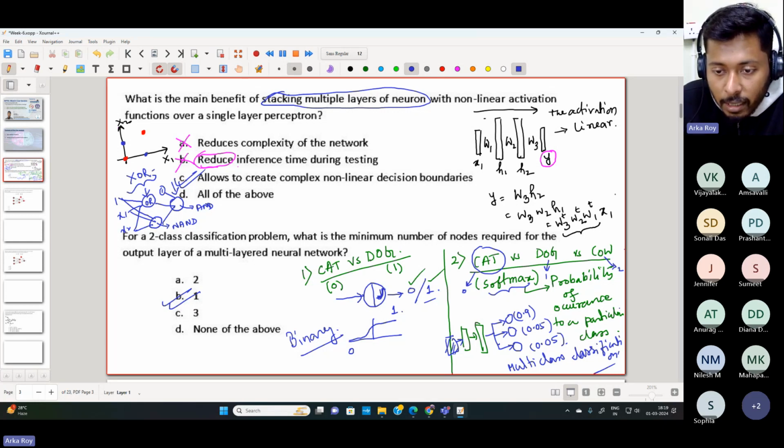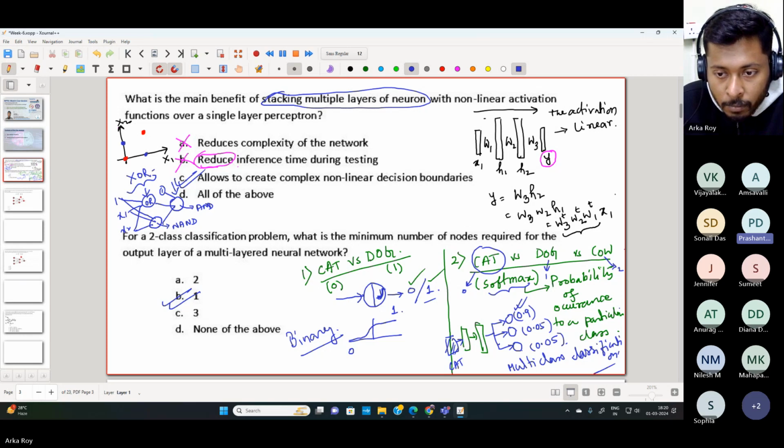So over here, let's say the image belongs to cat. For the cat class, you can see that the 0th neuron has the highest probability. So you will decide that the image is correctly classified as cat class. So in case of multi-class classification, you require more than one output neuron.